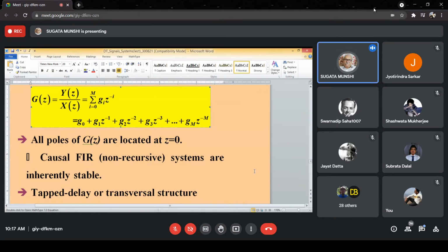In case of causal FIR or non-recursive systems, because the poles are located at 0 irrespective of the coefficient values, all causal FIR systems are stable.